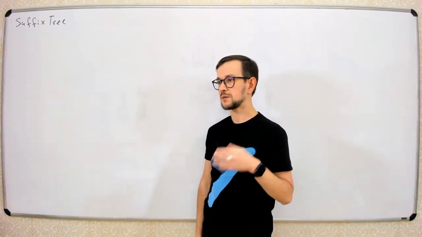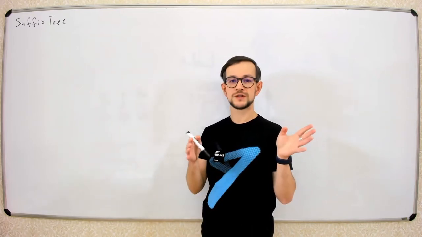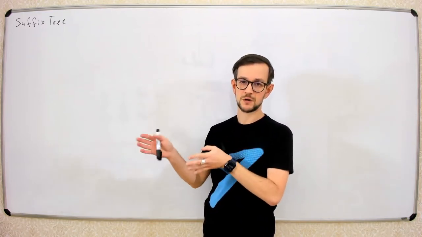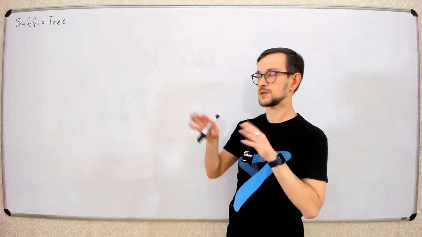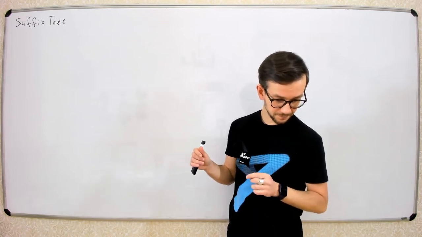Usually it's the same types of problems when you can use a suffix array. So usually you can use a suffix array or a suffix tree. They both have some advantages, some disadvantages, but mostly the field of problems is the same.